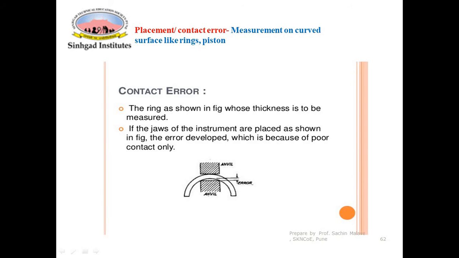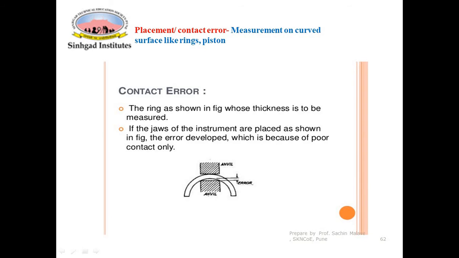Then the next error is called a placement error, or it is also called a contact error. So what is this? You can easily see this type of error is observed in the case of curved surfaces. If the object has a curved surface and we want to take a dimension on the curved surface, like a ring, like a piston, then the placement error or contact error can happen. You can go through this sketch.